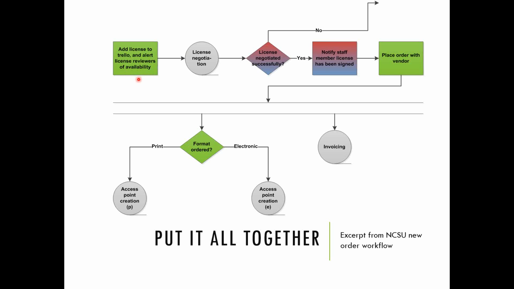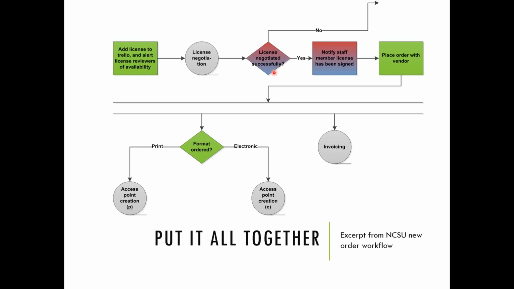So the staff member is adding a license to Trello and letting our license team know that the license is there and needs to be reviewed. And so here you can see we've got an off-page reference. So this is going to license negotiation, which is in itself a whole other process that it wouldn't be very easy to show in the middle of this workflow. So basically saying, go and look at this other workflow map and then come back here.